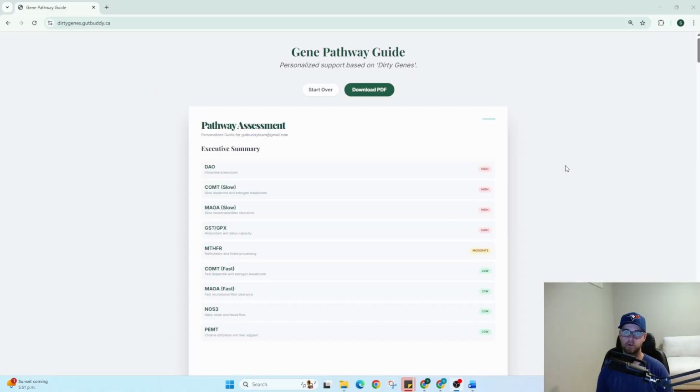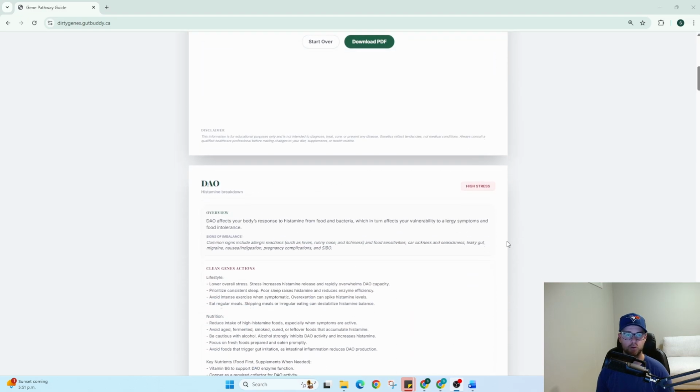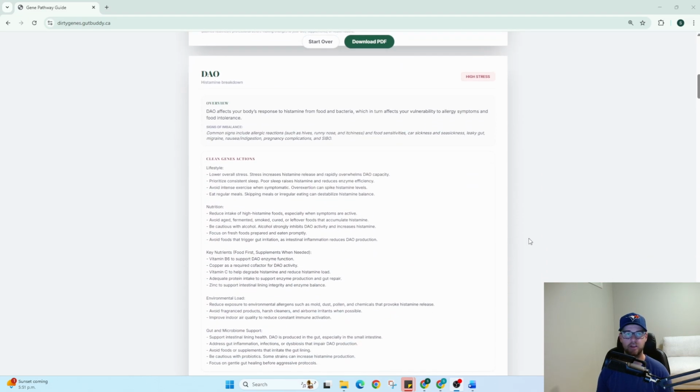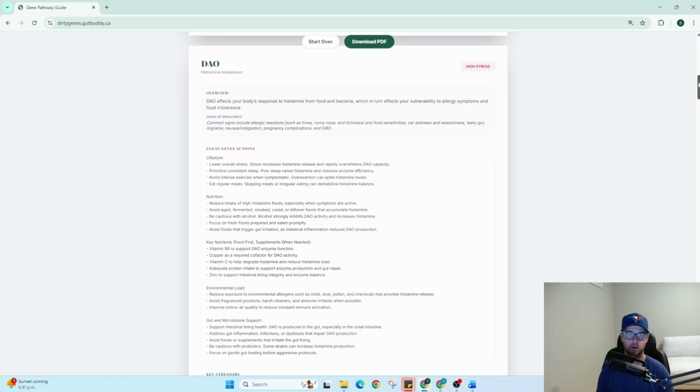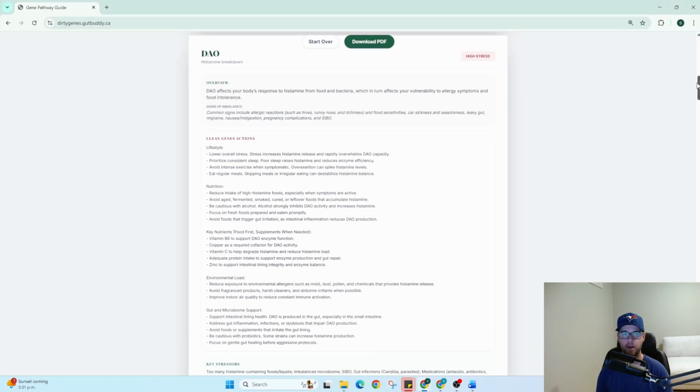What you're going to notice first is an executive summary that will order your genes in terms of highest to lowest, or high, then moderate, then low. As you scroll down, you're going to get a one-page summary for each. So what I have first is the DAO, or histamine breakdown gene, and you can see in the top right the level of stress that it's likely under based on the questions that you answered.